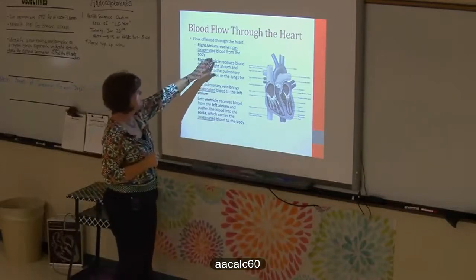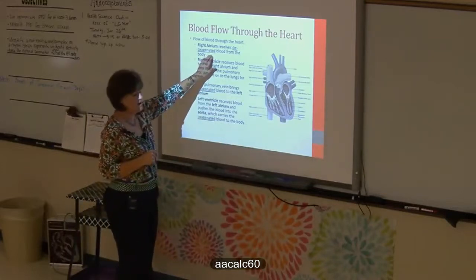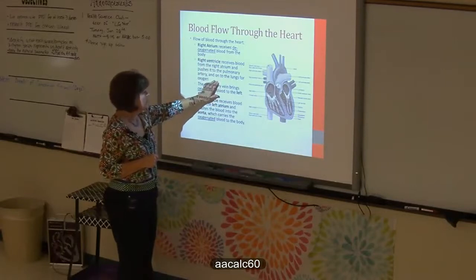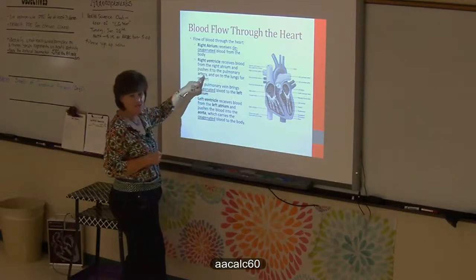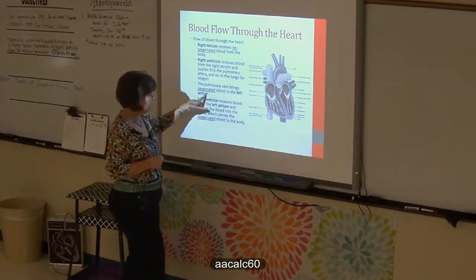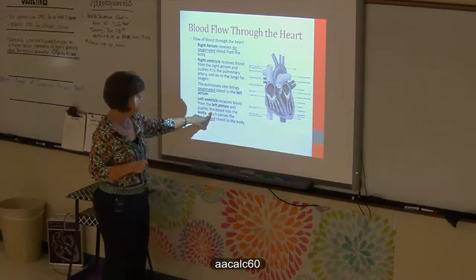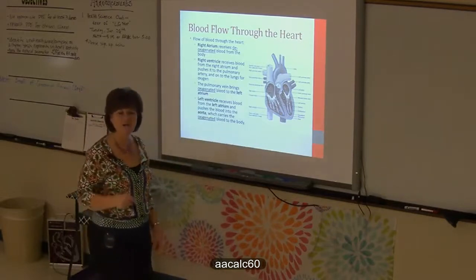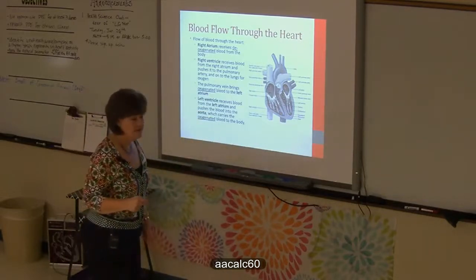All right? Now there's a lot of words on this other side. Let's see if that makes sense to us. So the right atrium receives deoxygenated blood from the body, and the right ventricle receives blood from that right atrium and pushes it out to the lungs. The pulmonary vein brings oxygen back to the left atrium and into the left ventricle, which pushes it out the aorta and to the body because it's now oxygenated blood. All right?